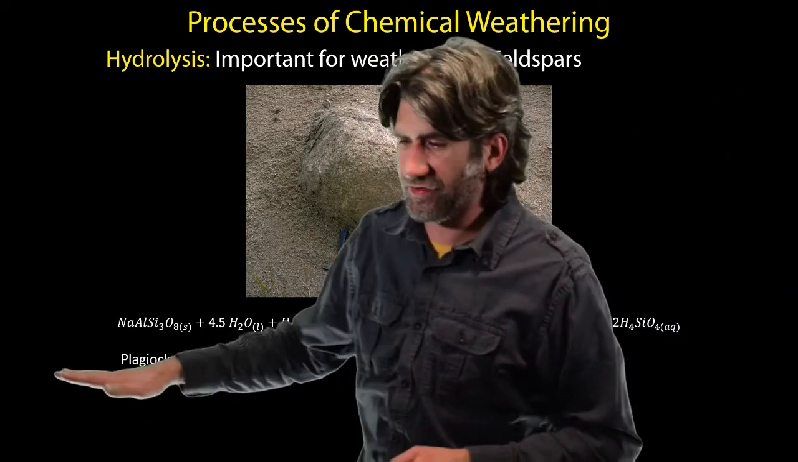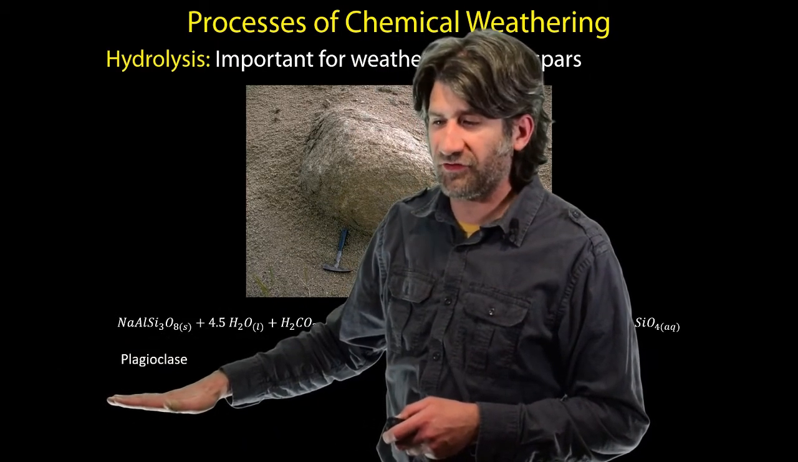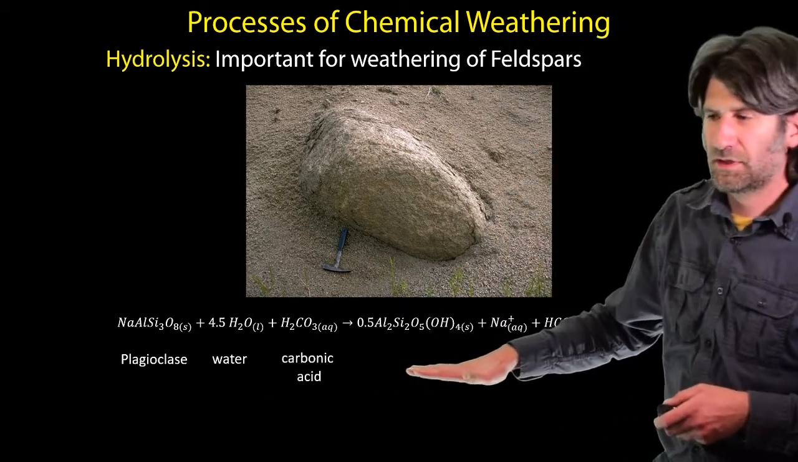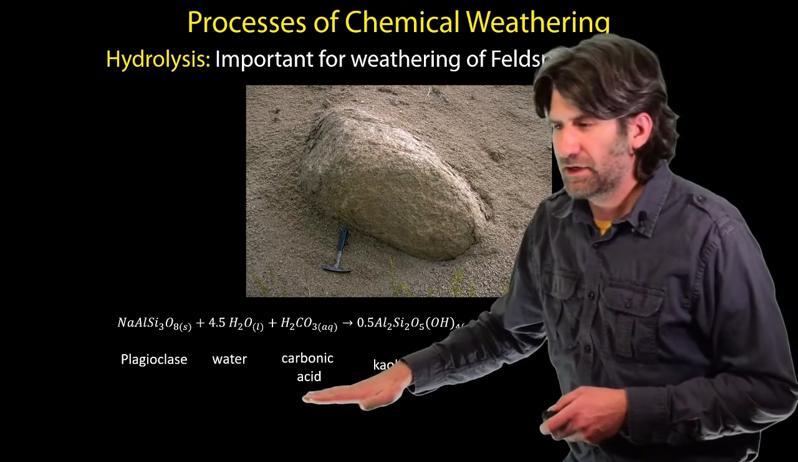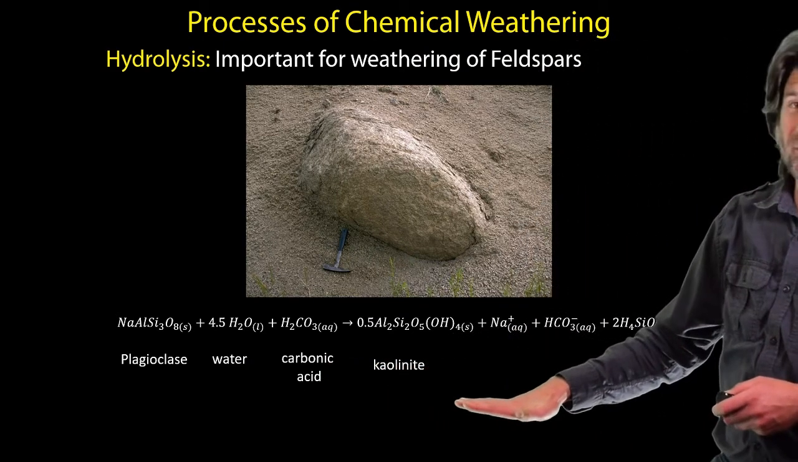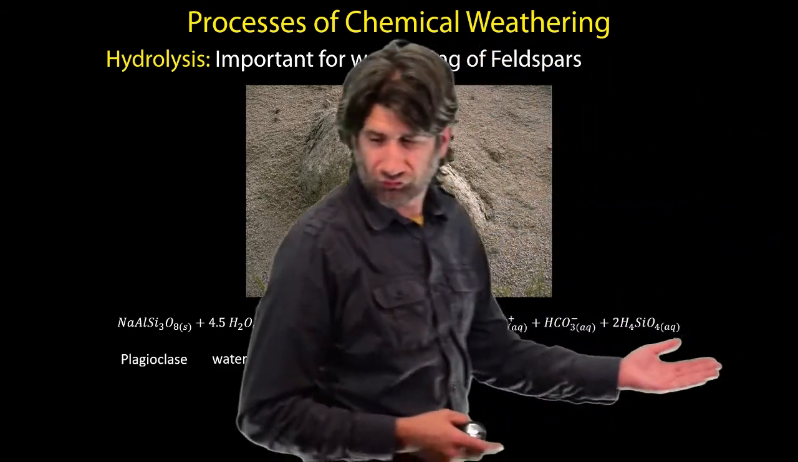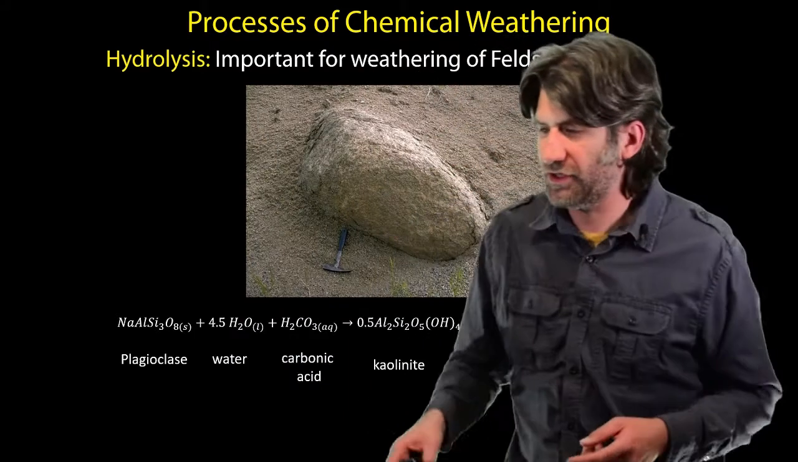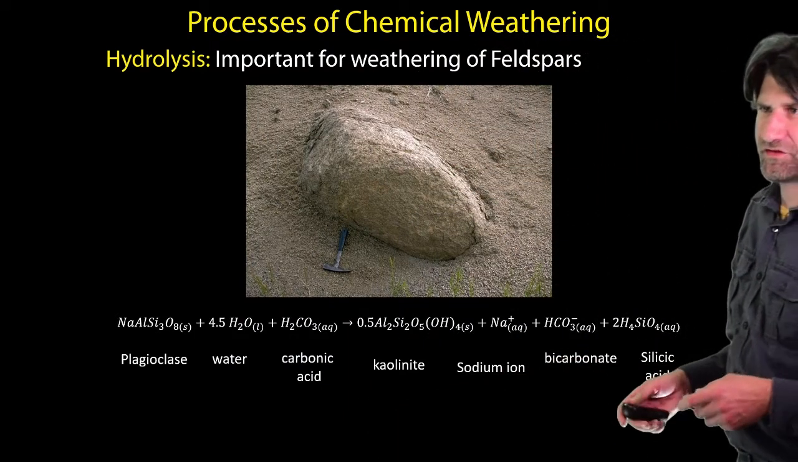So in this case here, we've got our feldspar mineral. In this case, it's plagioclase. We're mixing in some water, mixing in a little bit of that carbonic acid, and we're going to precipitate out our stable secondary mineral, and that is kaolinite, plus a sodium ion in solution, and then we're going to get a bicarbonate ion as well, and silicic acid.